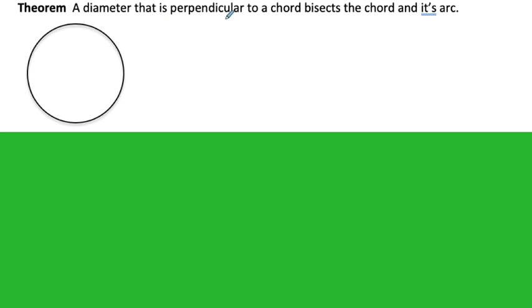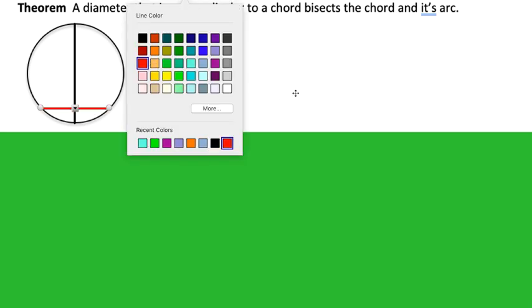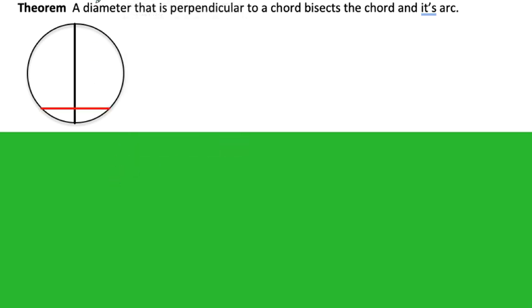A diameter that is perpendicular to a chord bisects the chord and its arc. So let's draw a picture of this. I'm going to put a diameter right in my circle, and then I'm going to draw a chord from one side to the other. To make this a little easier, I'm going to color that chord red. Here we have a chord, and there's my center. If that diameter is perpendicular to the chord, then it is cutting that chord in half.